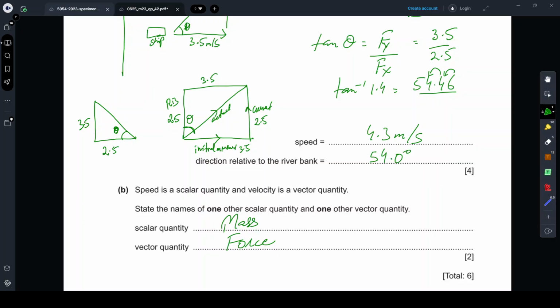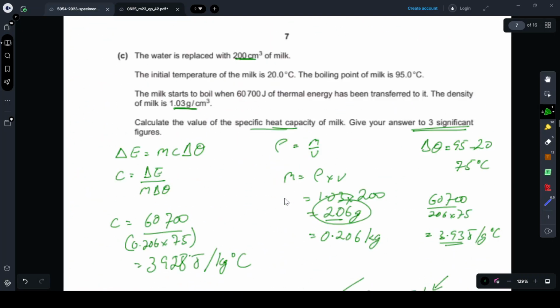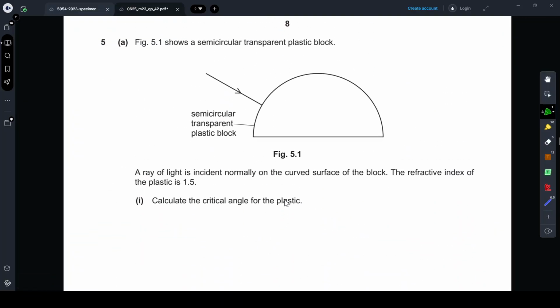Okay, does that make sense? Yes. Now let's carry on to where we were, and again, like we did with chemistry, hopefully we can speed through this. Okay, question 5.